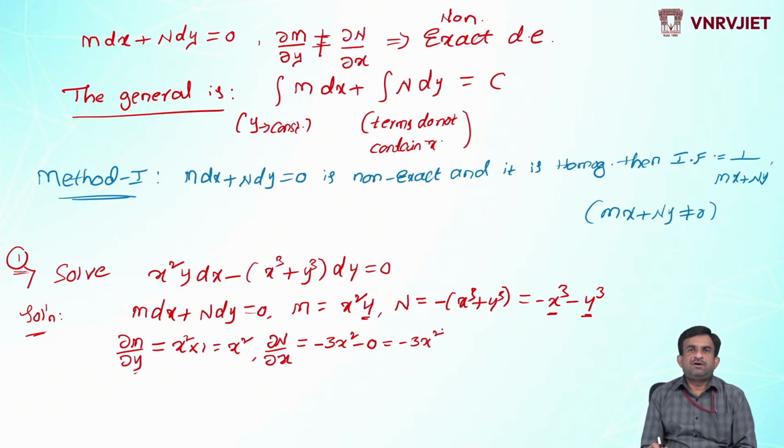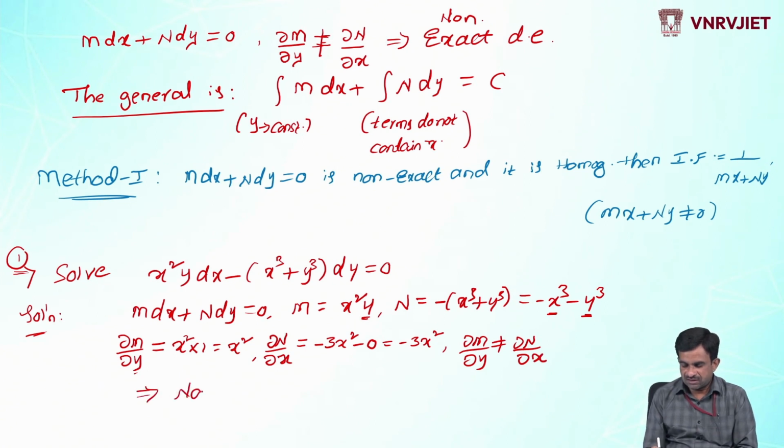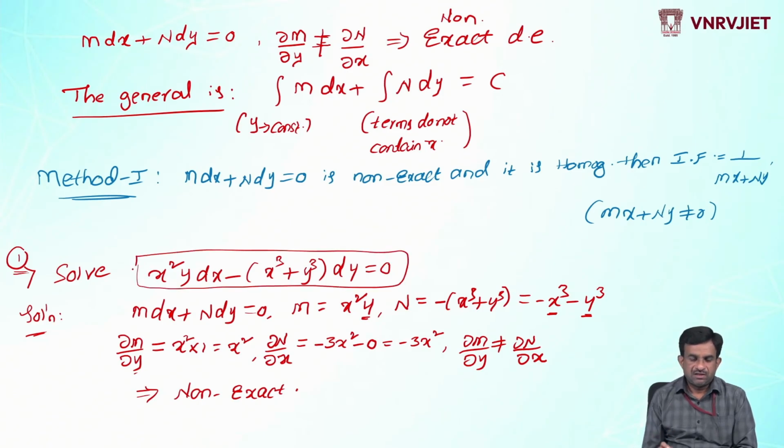Here we got dou M by dou y equal to x square and dou N by dou x equal to minus 3x square. Both are not equal, dou M by dou y not equal to dou N by dou x. Therefore, the given differential equation is non-exact. Once it is non-exact, we come back to the given differential equation and verify whether it is homogeneous or not.